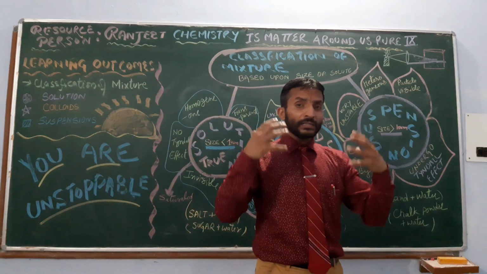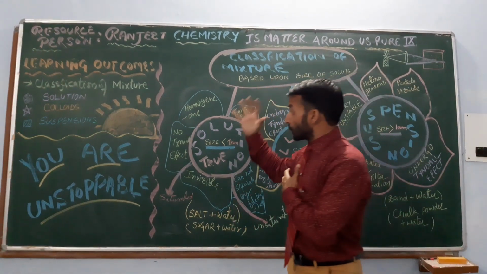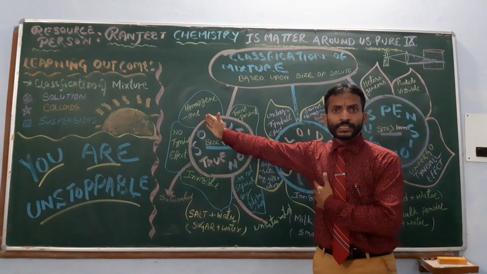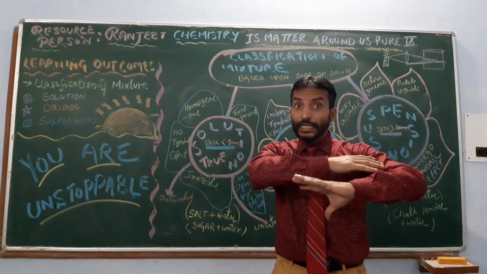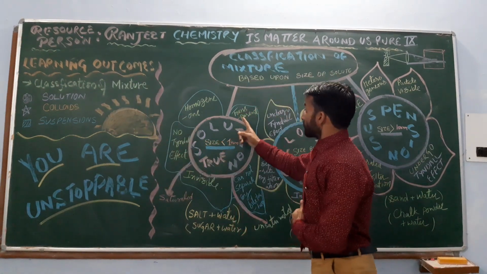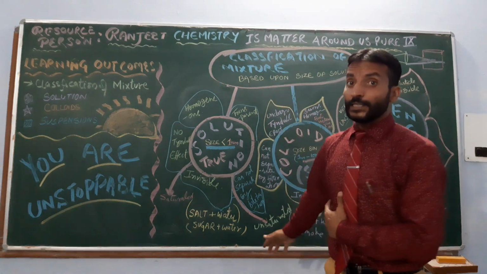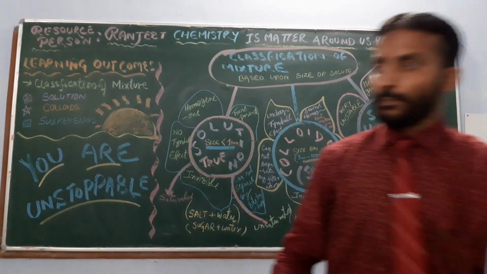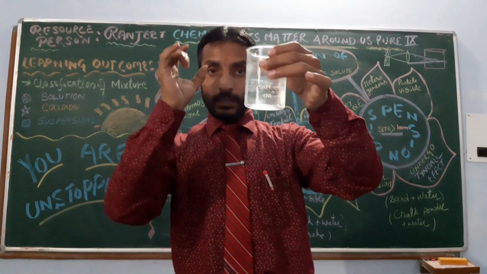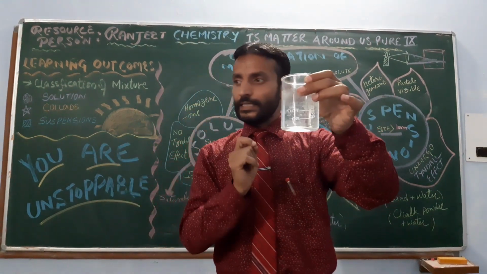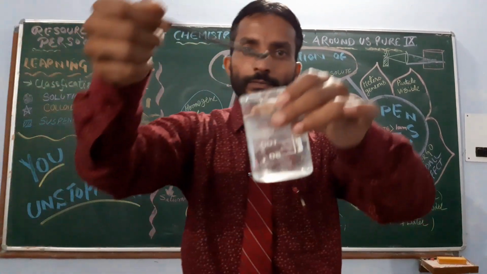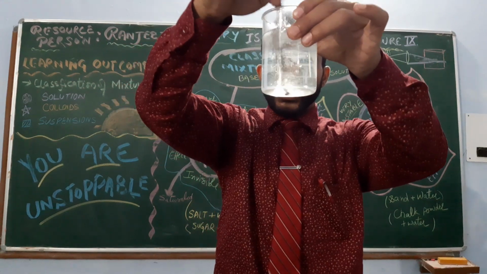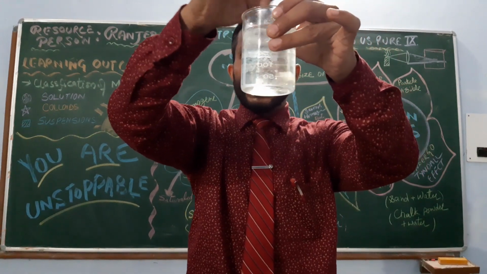What are some other characteristics of a true solution? It is homogeneous in nature. The components are distributed thoroughly, equally, uniformly. It is transparent in nature. I have prepared a solution here, a solution of salt in water. I have dissolved NaCl, and I can add more. I will dissolve it. So we are preparing salt in water.